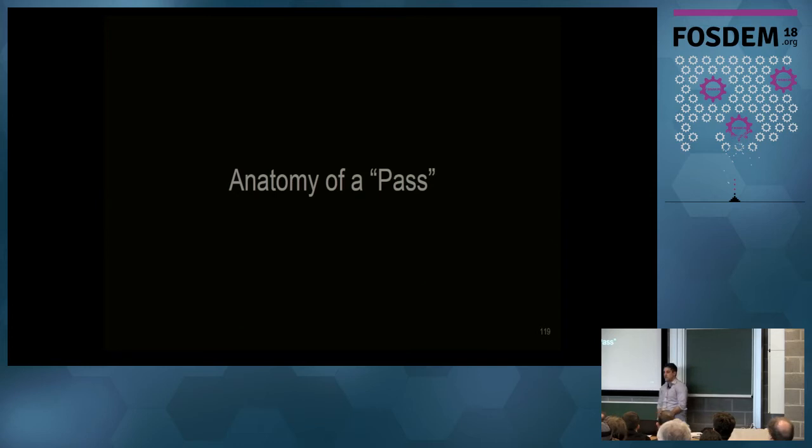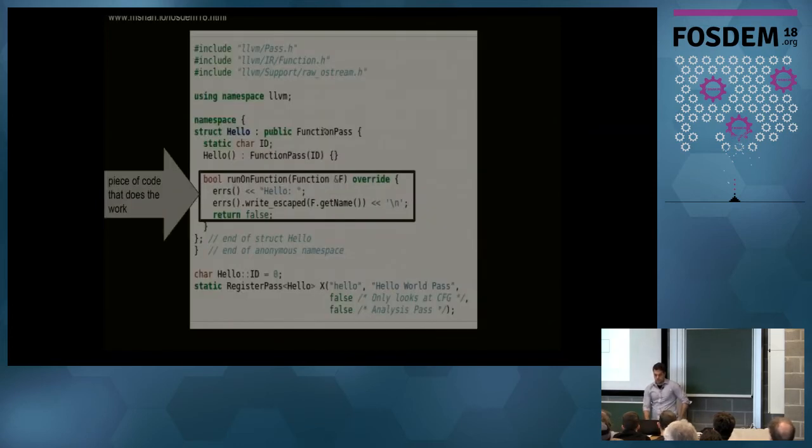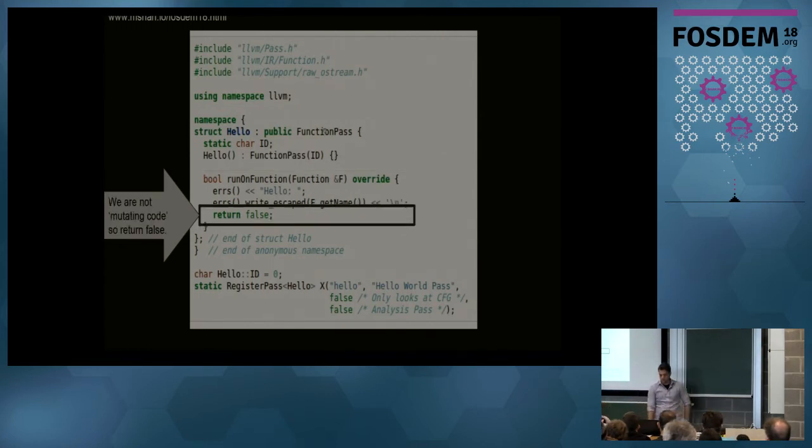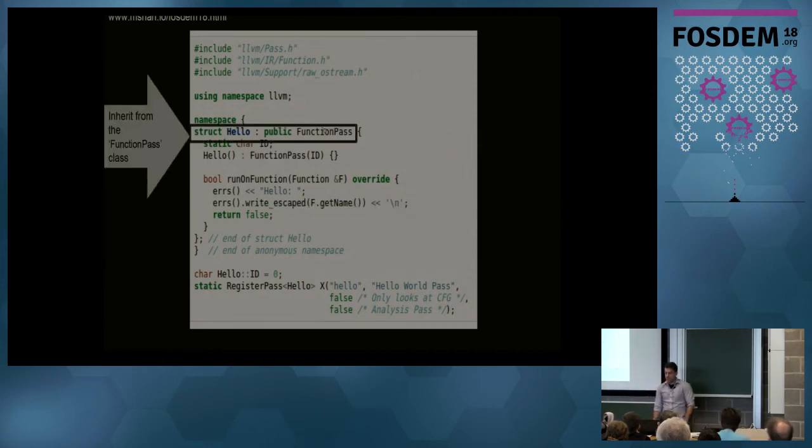So let's kind of go over the anatomy of the pass, some of the parts I skipped over. Okay, so again, this runOnFunction, this is the piece that does the work. We're returning false, again, because this is sort of just an analysis pass. It's not making any changes to the code, any transformations. It's just giving me information. We're inheriting from the FunctionPass class here.